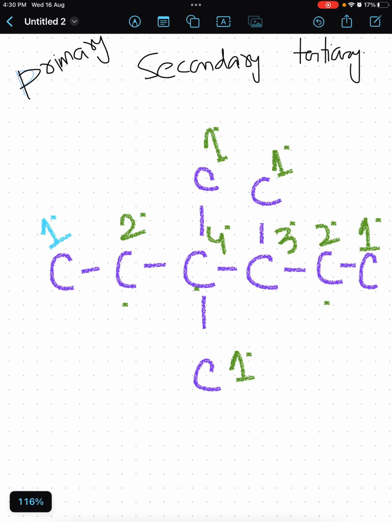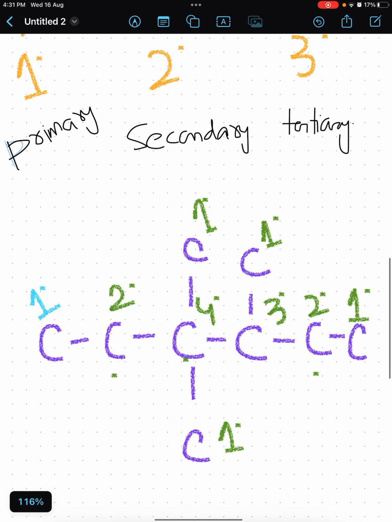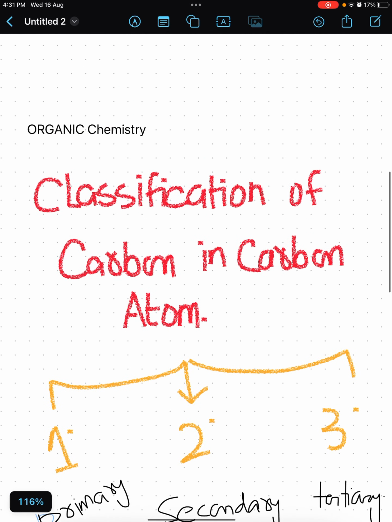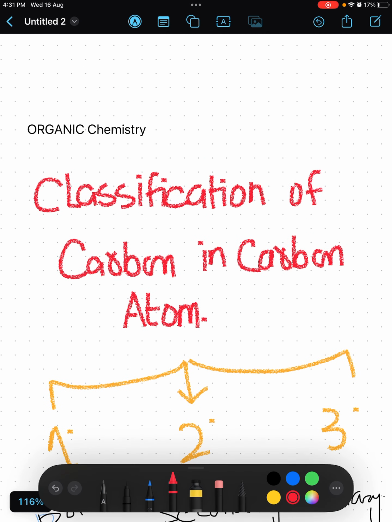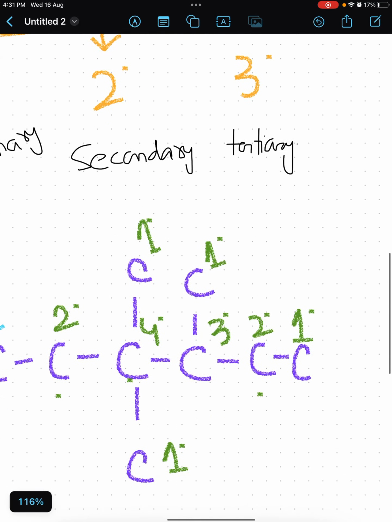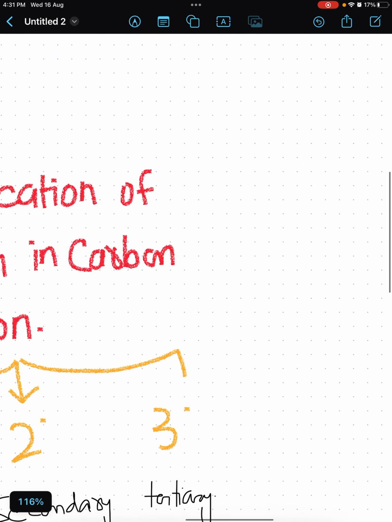So basically this is the classification of carbon in the carbon skeleton. Right. Now let us study the classification of carbon.